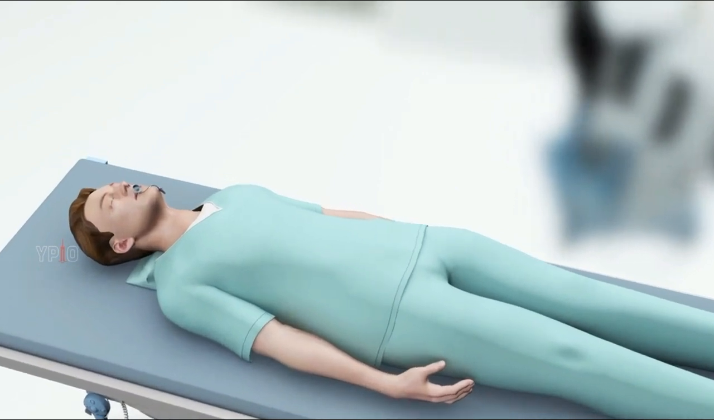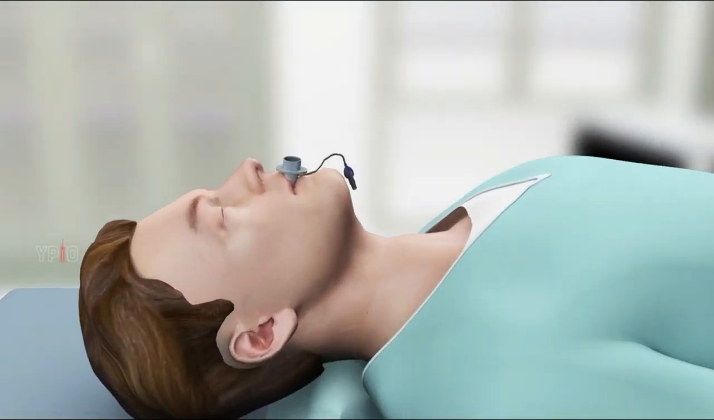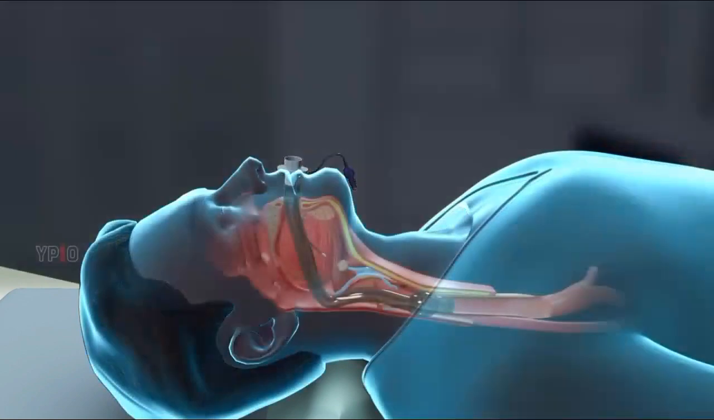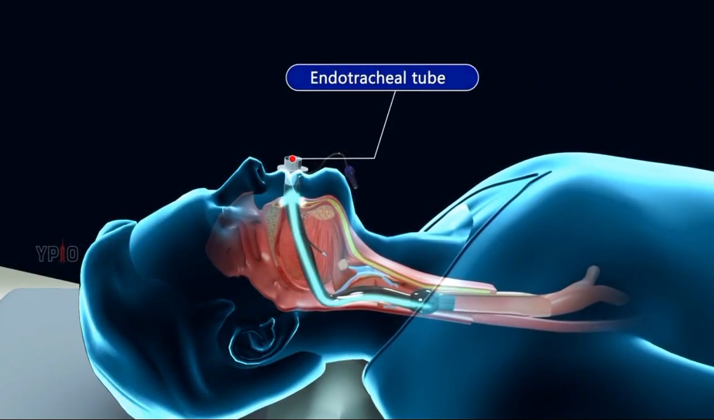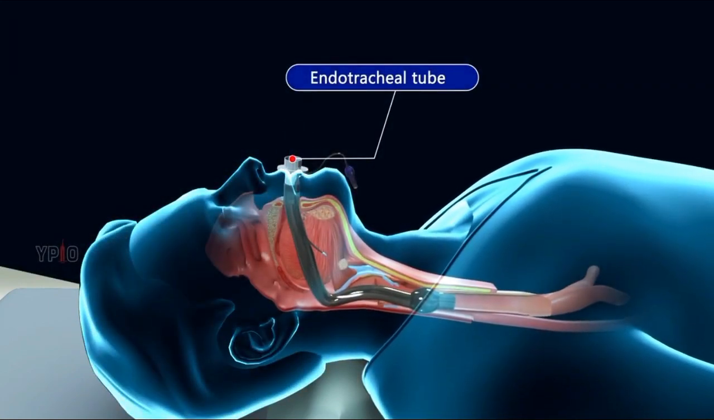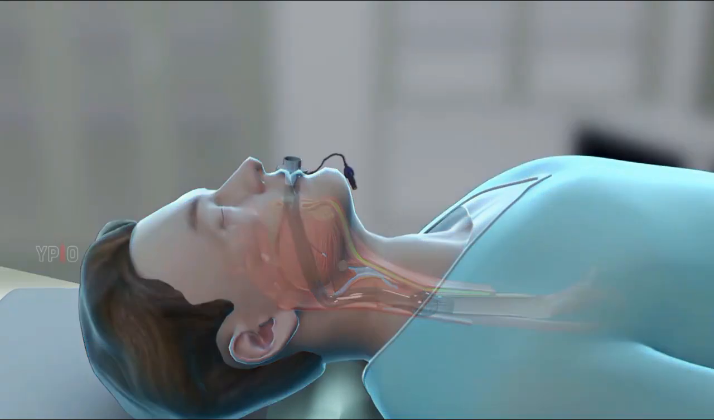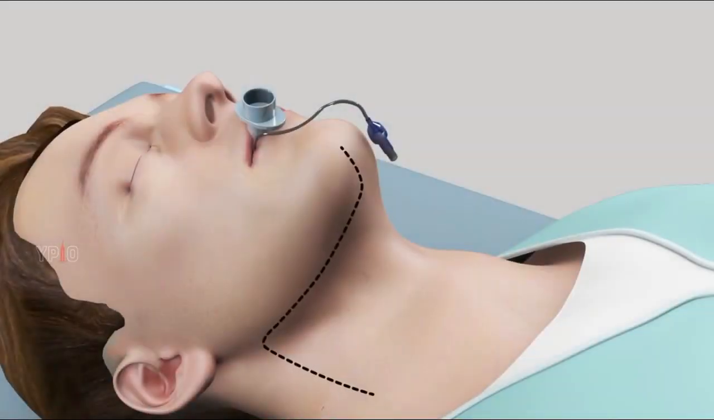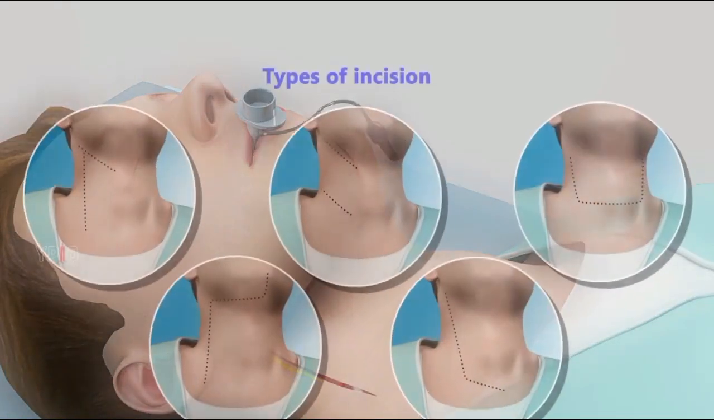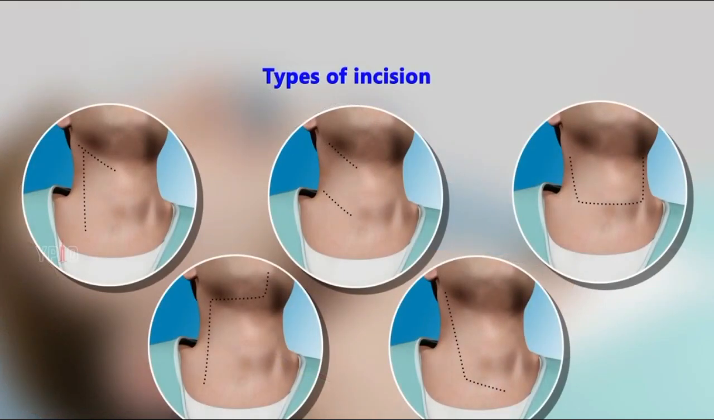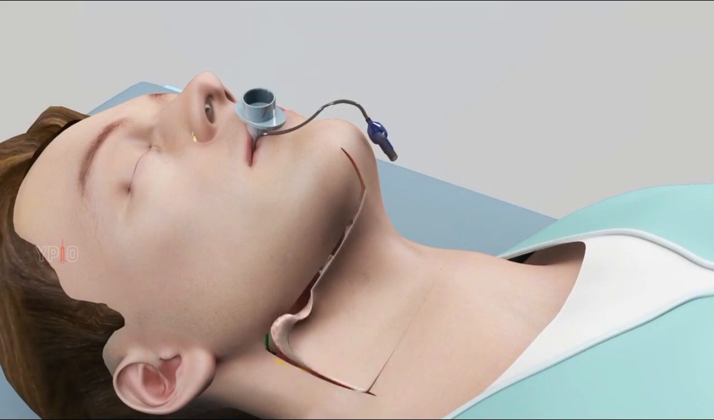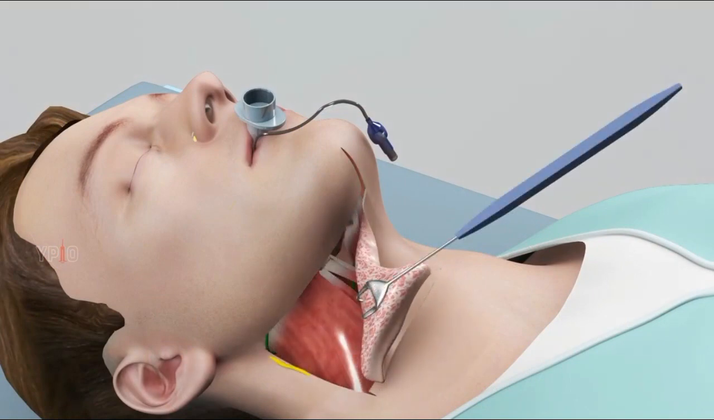You are placed on your back in the supine position with the neck extended. An endotracheal tube is placed to protect your airway. Your surgeon makes an incision in the muscle at the front of the neck, the platysma, under the chin. The type and location of the incision depends on the group of lymph nodes to be removed. A flap of tissue is then raised. Care is taken to avoid damage to important blood vessels and nerves.